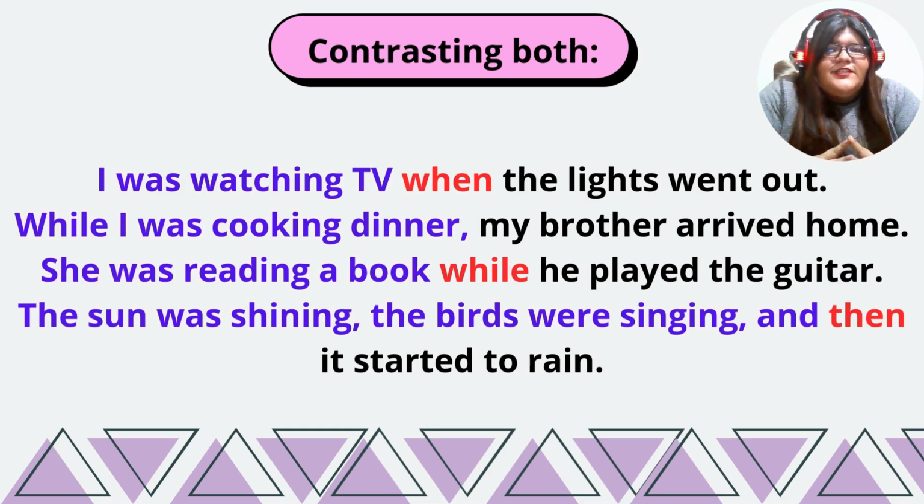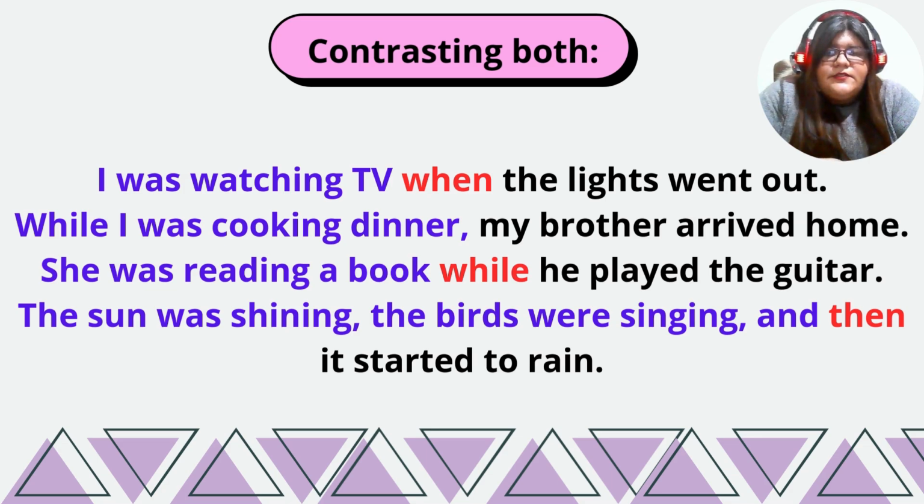So now we have here how to contrast both, right? The past continuous with the simple past. Yeah, it's possible to combine these two tenses in one sentence, but it depends on the context. Okay? So, let's see some examples. I was watching TV when the lights went out. If you see here in purple, we have the past continuous tense. The connector is when, and the lights went out is in the simple past in black, right?